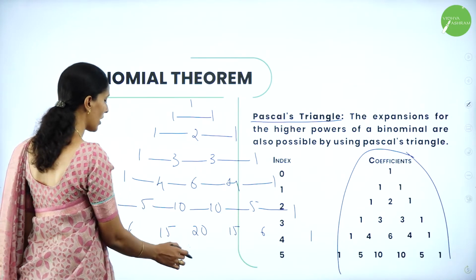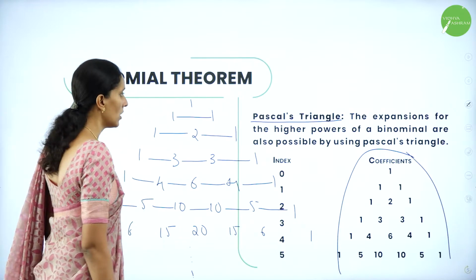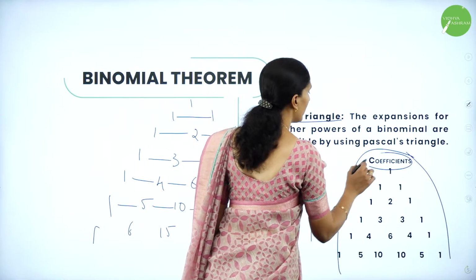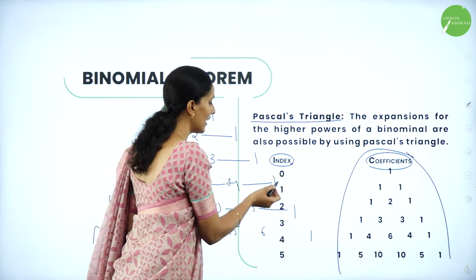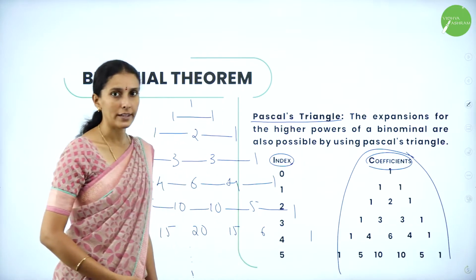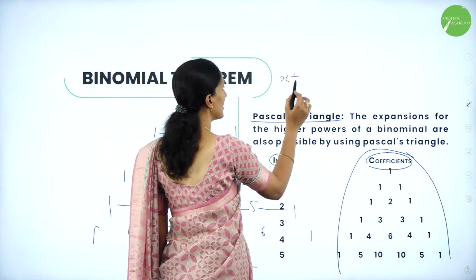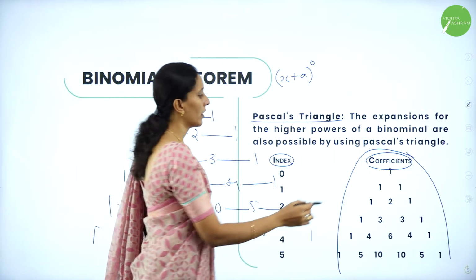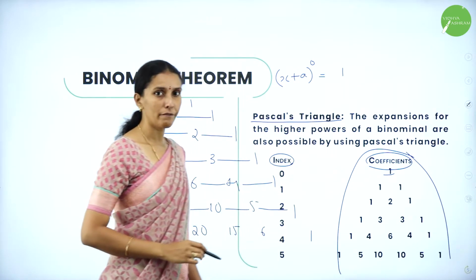You can go on trying. It is an infinite set of numbers you will get. So here I have given the index and here I have given the coefficient. What does it mean? The index here represents the power of x plus a. So if the power of x plus a is 0, then you have only one term and here this is the answer 1.